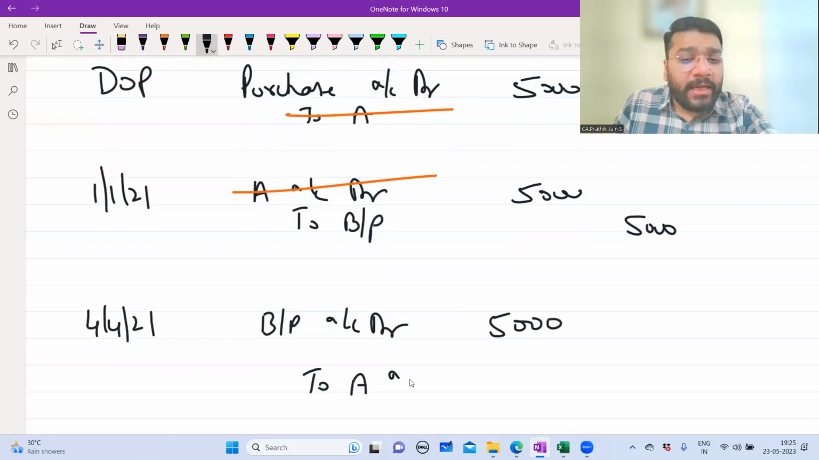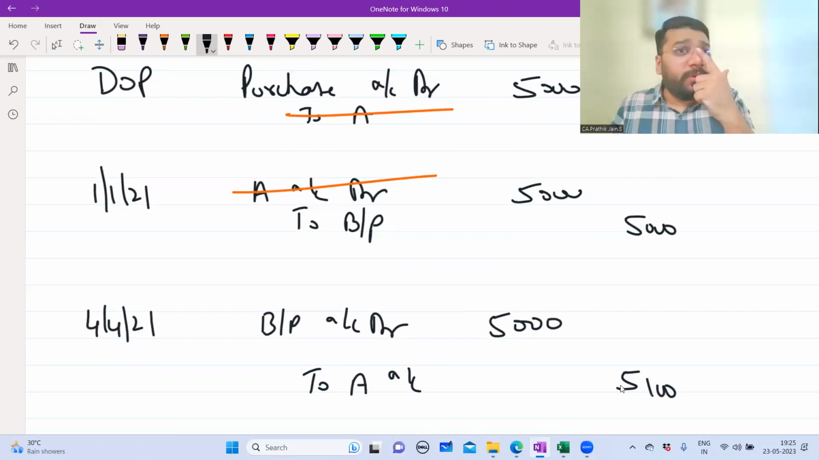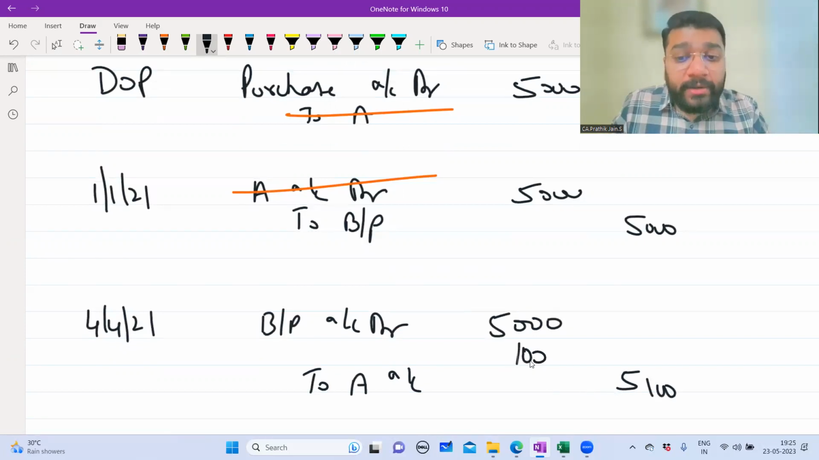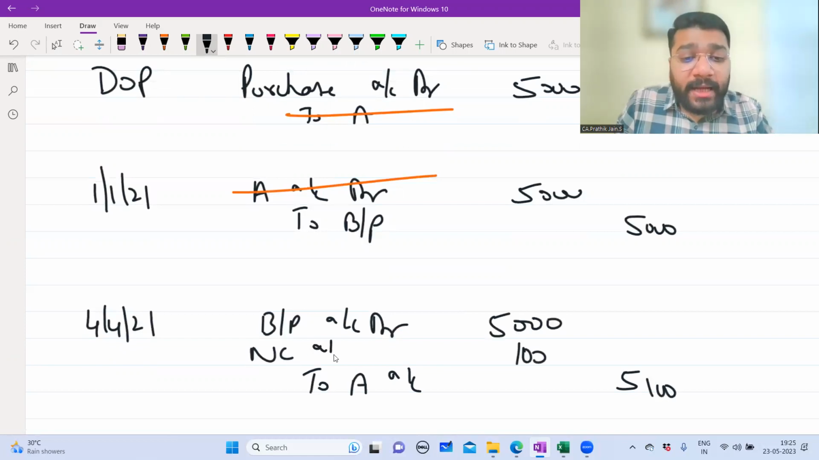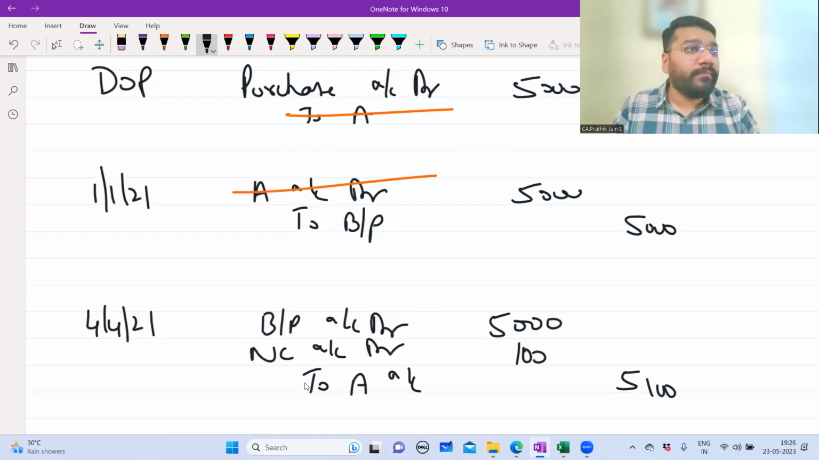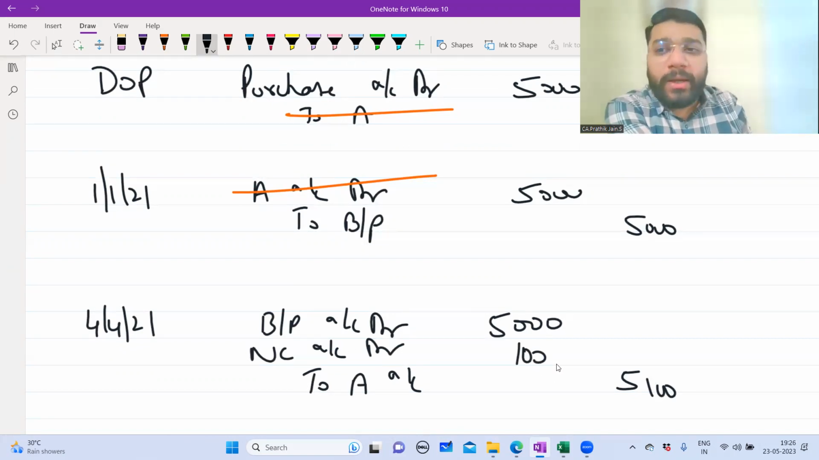A. So to A's account, how much? 5,100. So we have to make the payment to the creditor how much? 5,000 towards the bill, 100 towards the noting charges. So the 100 rupees difference is nothing but noting charges account debit. So bills payable account debit 5,000, noting charges account debit 100, to A's account 5,100. Correct, no?